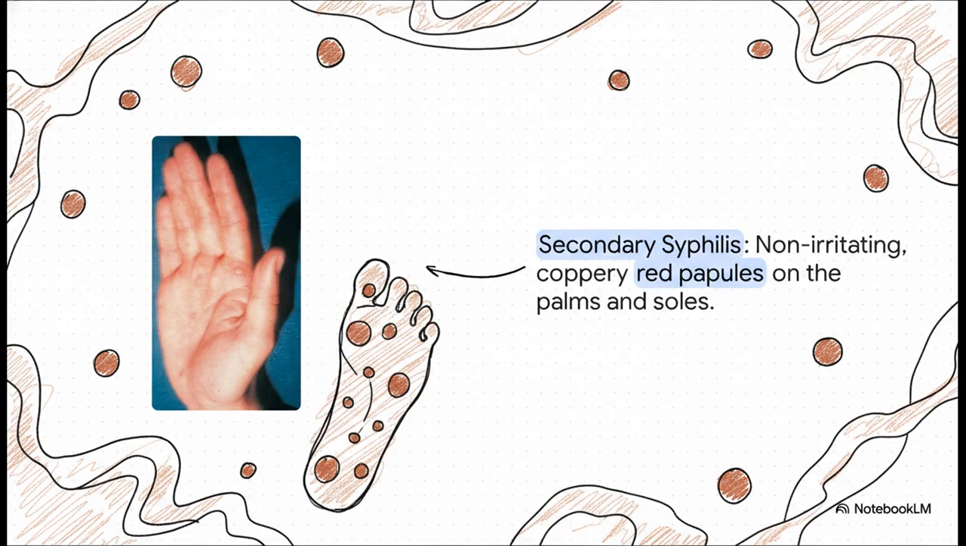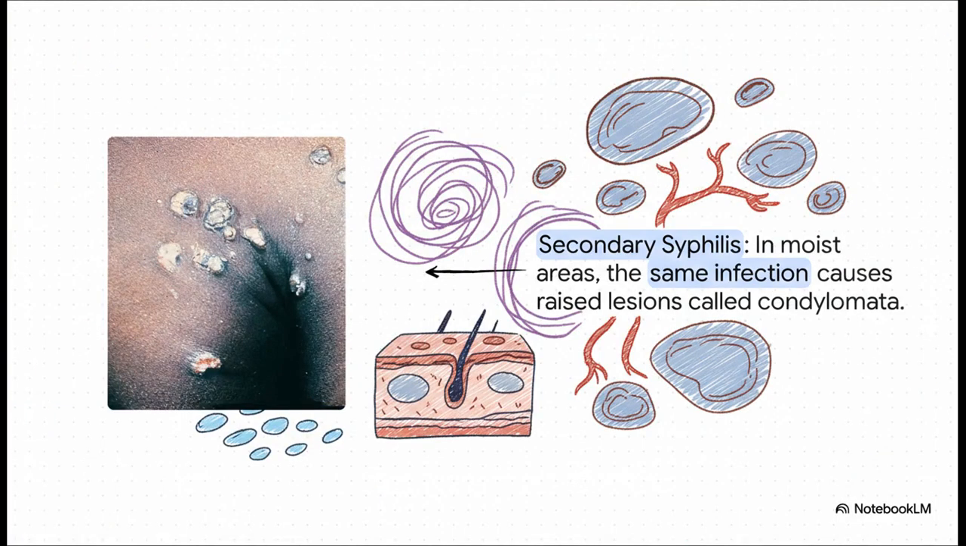So in the secondary stage, maybe a few months after the initial infection, you get phase number 1, these non-itchy kind of coppery red bumps, and they characteristically pop up on the palms of the hands and the soles of the feet. But wait, in that exact same stage, the infection can put on phase number 2. In moist areas of the body, it can form these raised, almost wart-like growths. Wild, right? Same infection, same stage of the illness, but a totally different look.